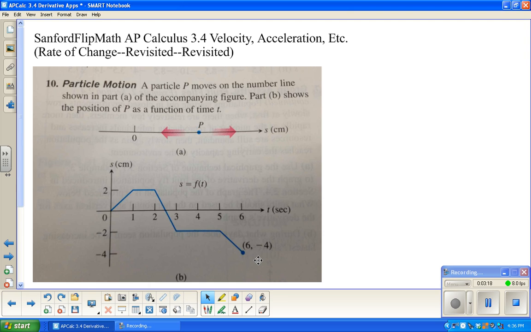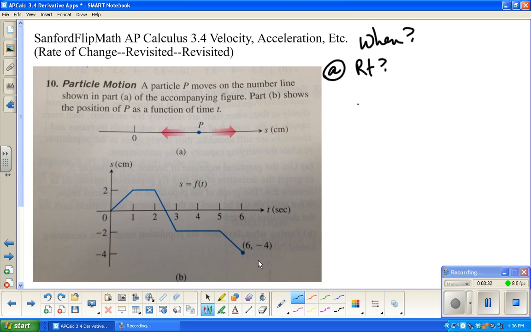It says, when is P moving to the left? When is P moving to the right? When is P standing still? That's part A of the question in the book. So these are all when: when is it moving right, when is it moving left, when is it still? Okay, so tell me about velocity when it's moving to the right.